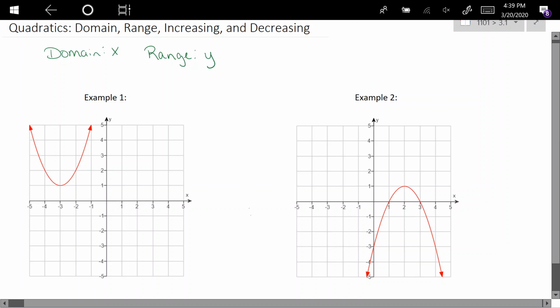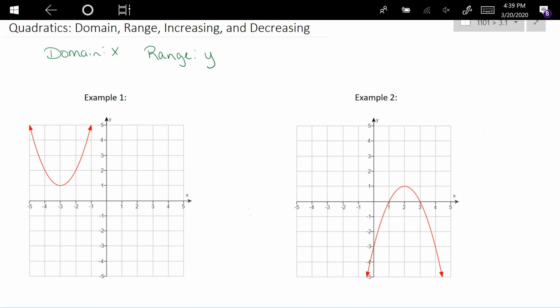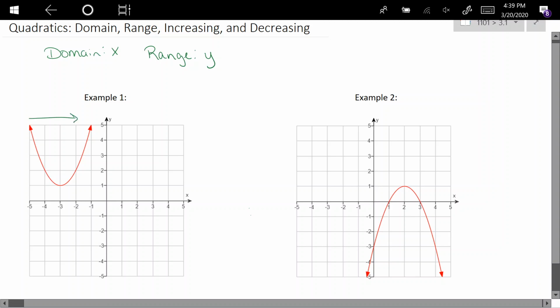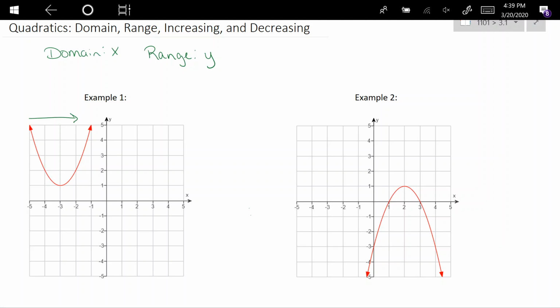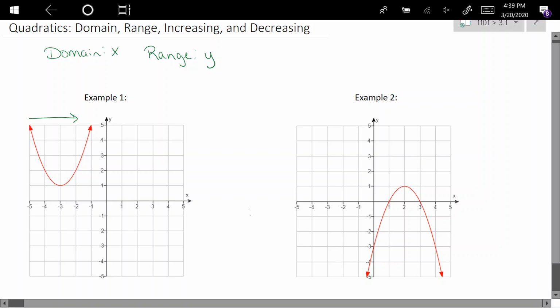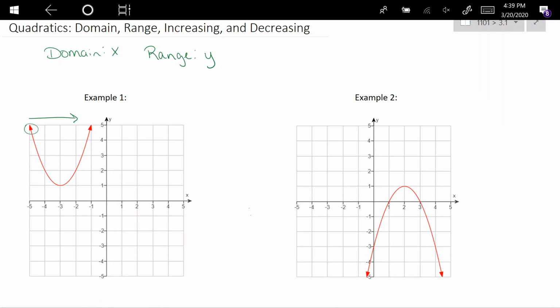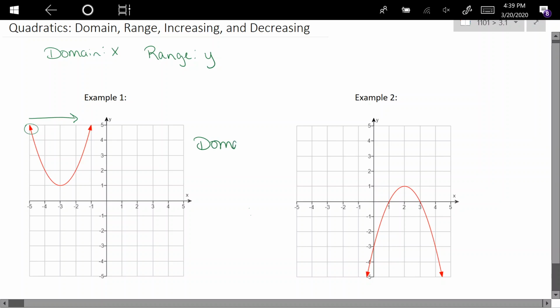So if we're looking at domain on a graph, we're going to be looking from left to right because we're going to be writing our answers in interval notation, which takes the smaller number first and then the larger number. So as we look at our first example, as we're looking from left to right, the first thing we see is this arrow. This tells us that our function goes on forever in the negative x direction. So our domain starts at negative infinity.